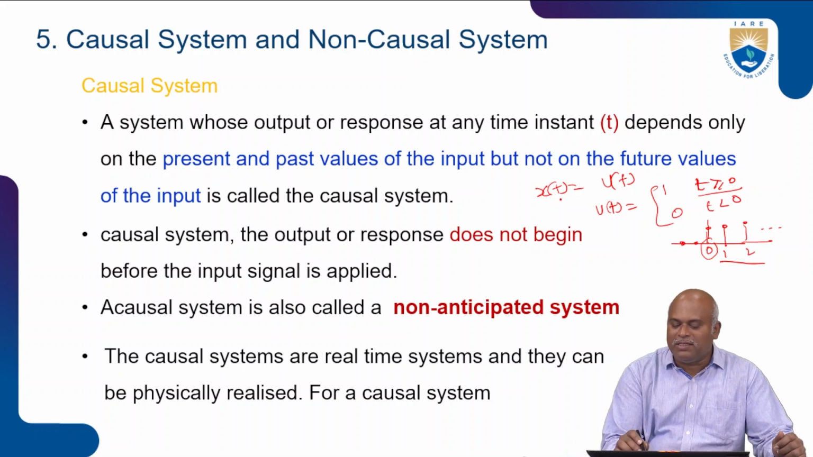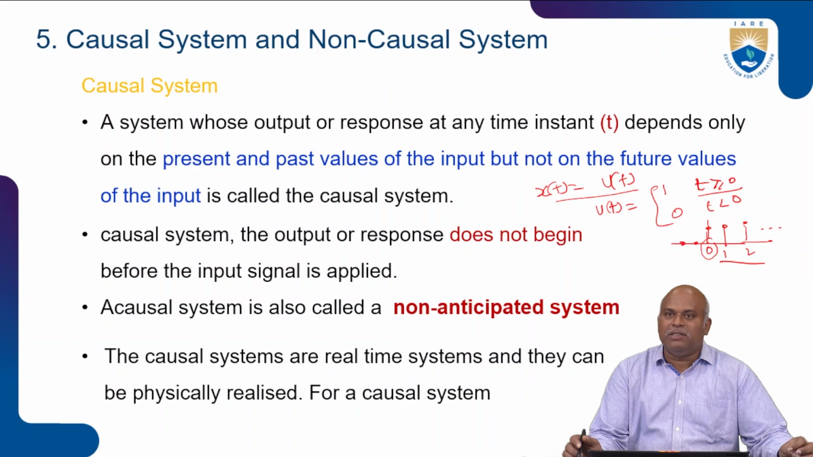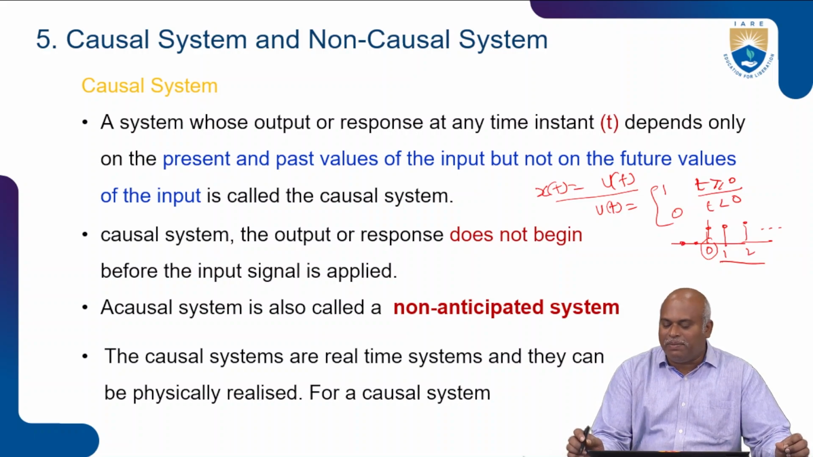The best example is the unit impulse signal. Next, we go to the causal system: the output or response does not begin before the input signal is applied.